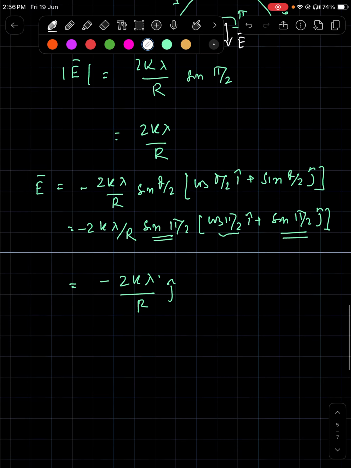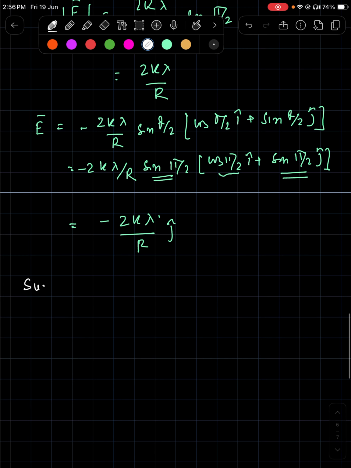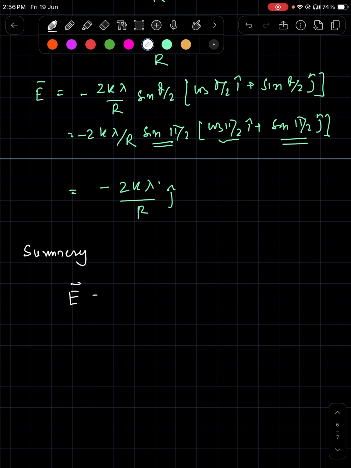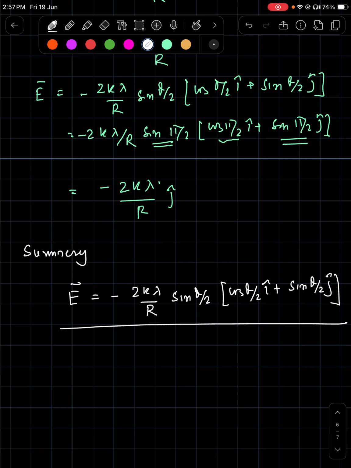As a summary, we have already found the expression of the electric field for any circular arc. That is most important. That is 2k lambda times (sine theta by 2 cos theta by 2 i cap plus sine theta by 2 j cap). This is the expression we know, and we can find the electric field for any type of arc from this expression. So it is a general expression you can tell.